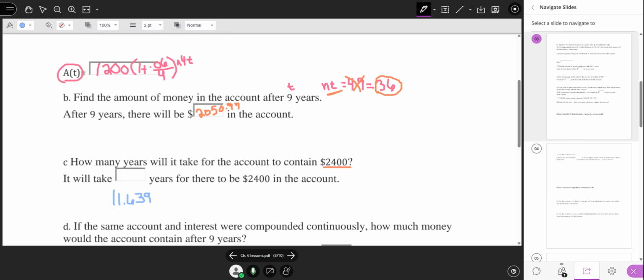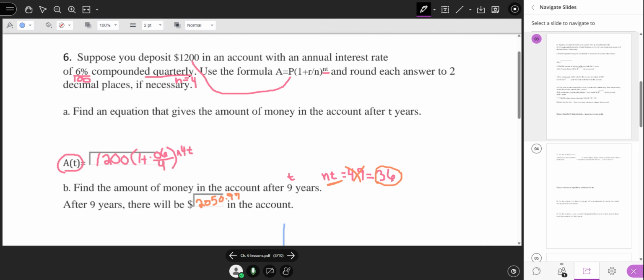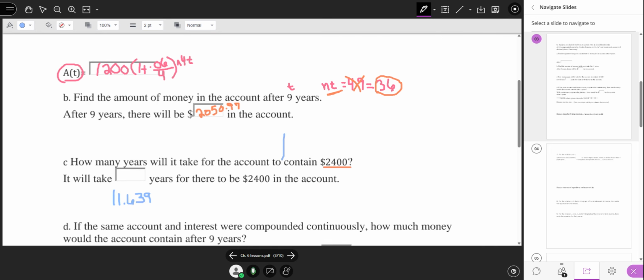Now, does it tell us to round? It says to round to 2 decimal places. So 11.64 years.